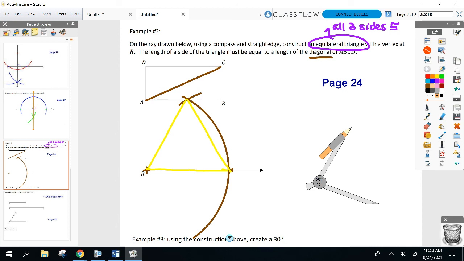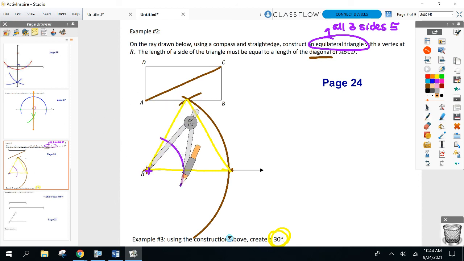What can I do to a 60? Use a vocabulary term. What can I do to a 60 to get to a 30? Emma? Bisect it. So I need to take one of these angles right now and bisect it using my compass. We've done this before, I just have to review it with you. Pick an angle you're going to bisect. Put your compass on the vertex of that angle. Make an arc through the angle.